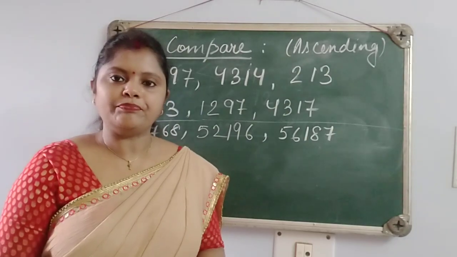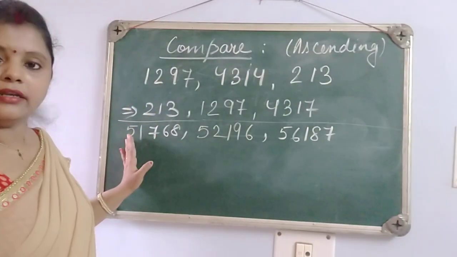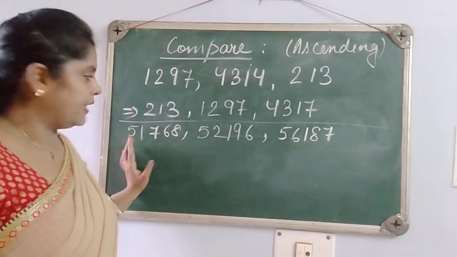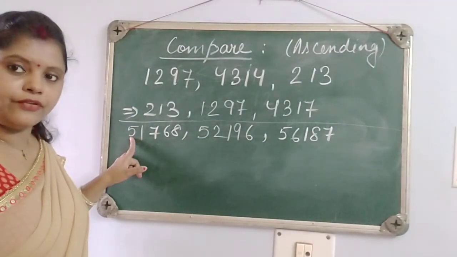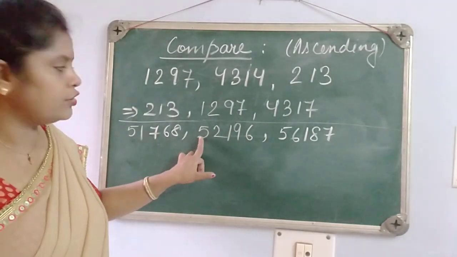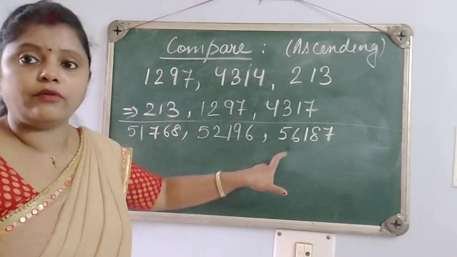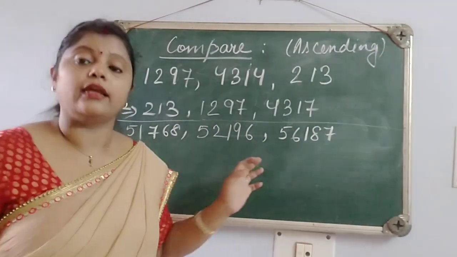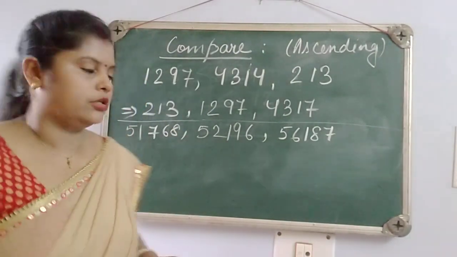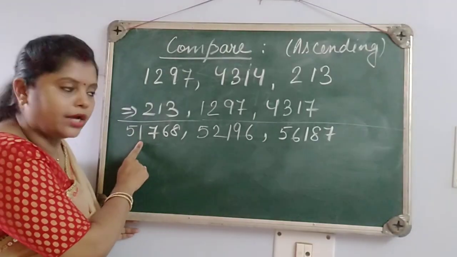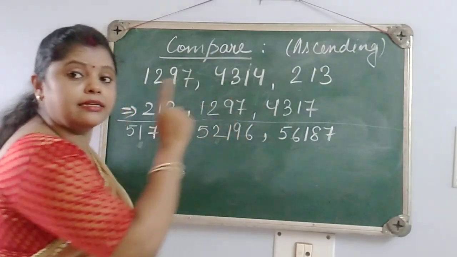Now what to do here? First of all, we will compare the numbers from the left hand side. That means the first digit of the first number is 5. The second number also has 5 as its first digit. The third number also has 5 as its first digit. All the numbers have the same digit. Then what do we have to do? We will go for the next digit. So what are we getting? Here I am getting 1. Here I am getting 2. And here I am getting 6.